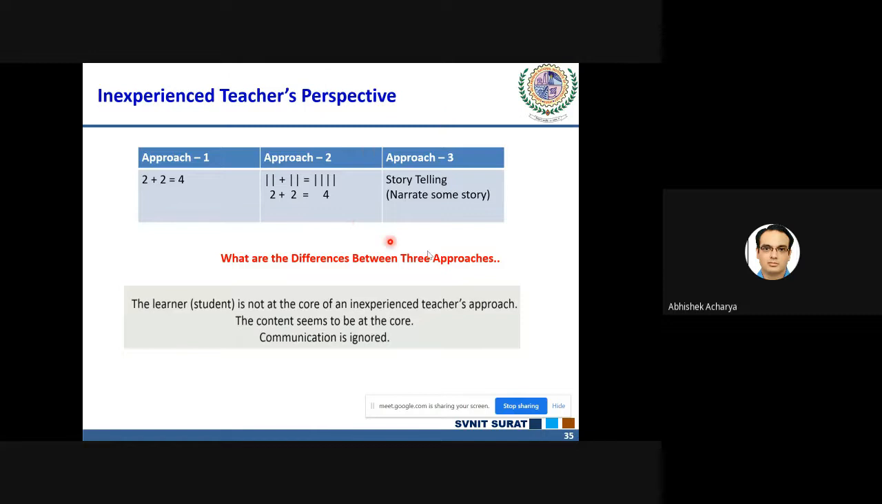And the third approach, which is a very effective approach as far as primary school teaching is concerned, although we are not in that profession, we all are in higher education, but still the storytelling will help you to explain abstruse concepts in a lucid manner. So what is approach 3? You will be telling some sort of a story, that how 2 + 2 can become 4.